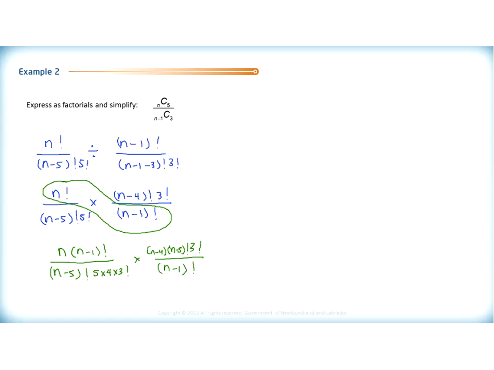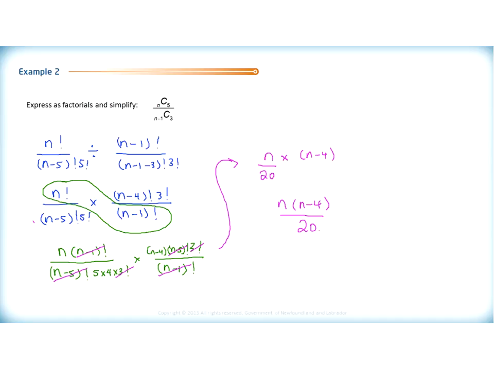Now you should be able to see here that a lot of the factorials will cancel. N subtract 1s will cancel. My 3 factorials will cancel. My n subtract 5 factorials will cancel. And all I'm left with here now is simply n over 20 times n subtract 4, which gives me n times n subtract 4 over 20.